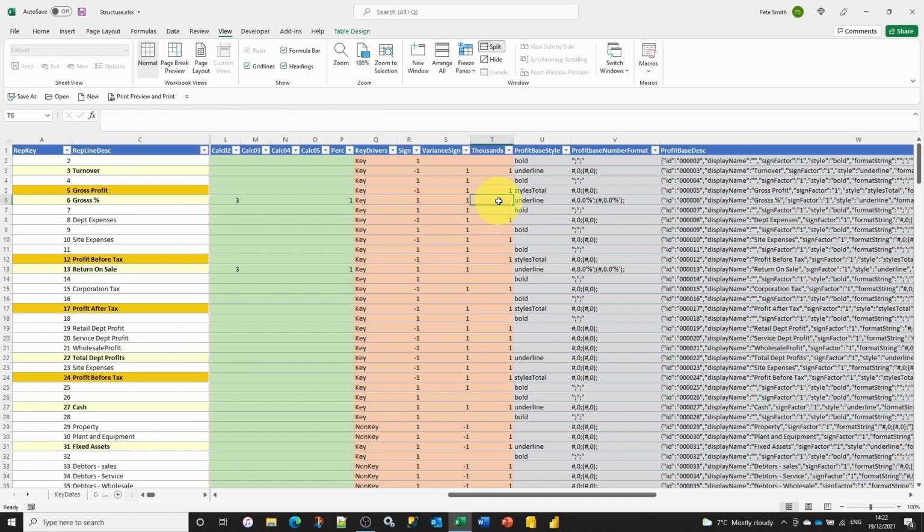I'm going to finish this video here and talk in some more depth in the next video about the columns on the right, because they're to do with the presentation of the numbers.